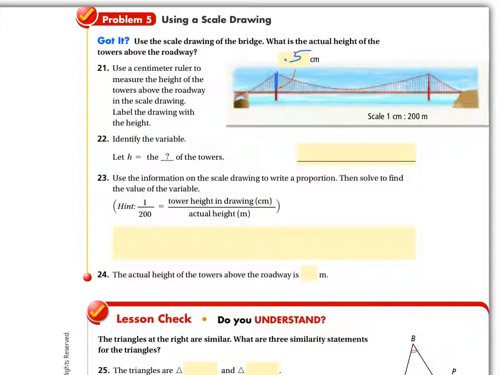Label the drawing with a height, so that's what we did. Identify the variable. Let h equal the blank of the towers. So what is it that we're trying to find? Don't you just want from like the roadway up? Yes. That's half a centimeter. Yes, it is. I'm sure I'm not using inches.